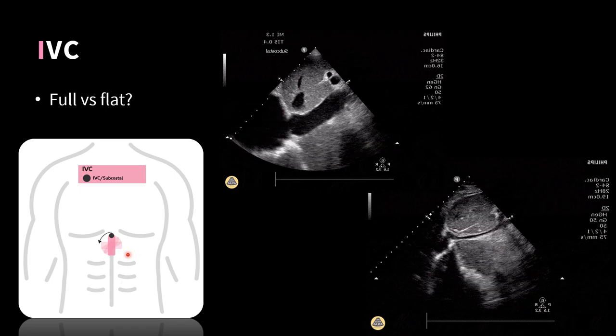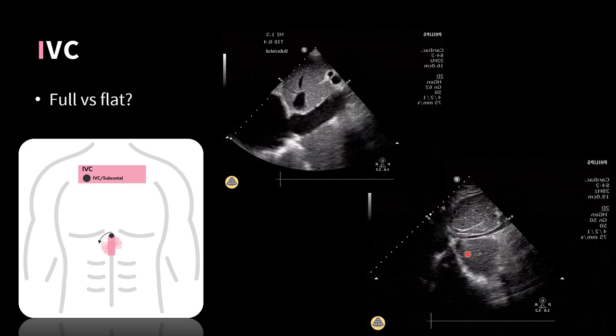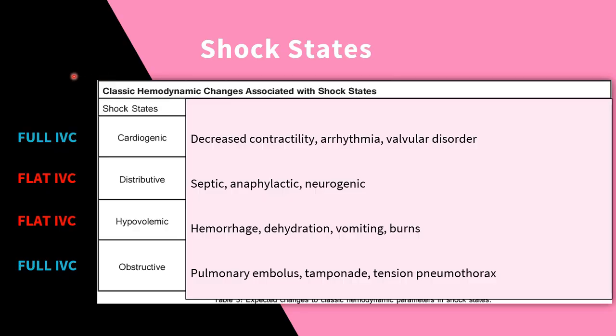This will be seen in the subcostal space with the probe oriented to the patient's head or to the patient's feet, depending on your preference. Here is an image of a plethoric IVC, one that does not vary with respirations. In this view down here, this is a flat IVC that is nearly completely collapsed. Our goal here is not to measure the size of the IVC, but get an idea if it's big or small. Just from the heart and IVC alone, you can already start to narrow your differential.